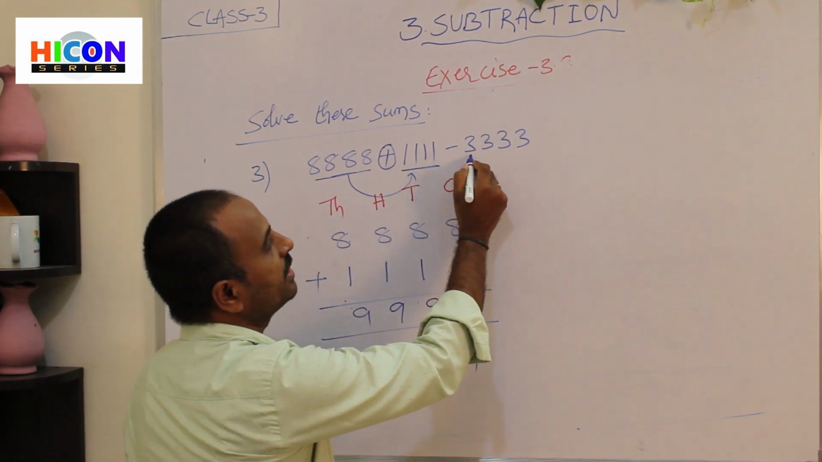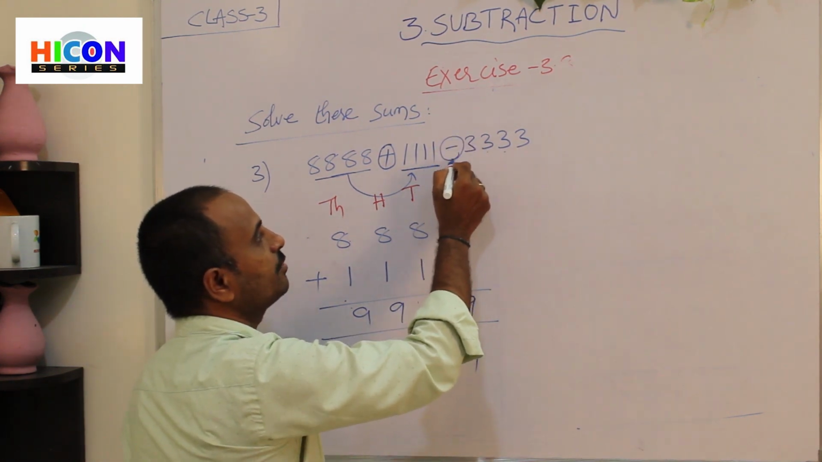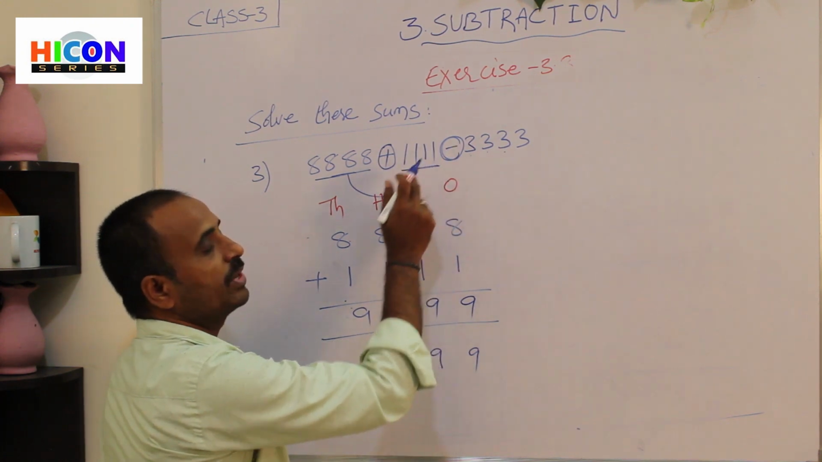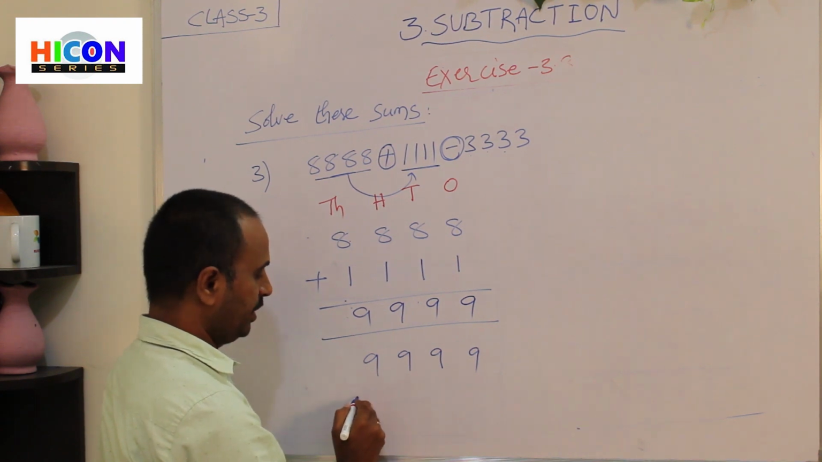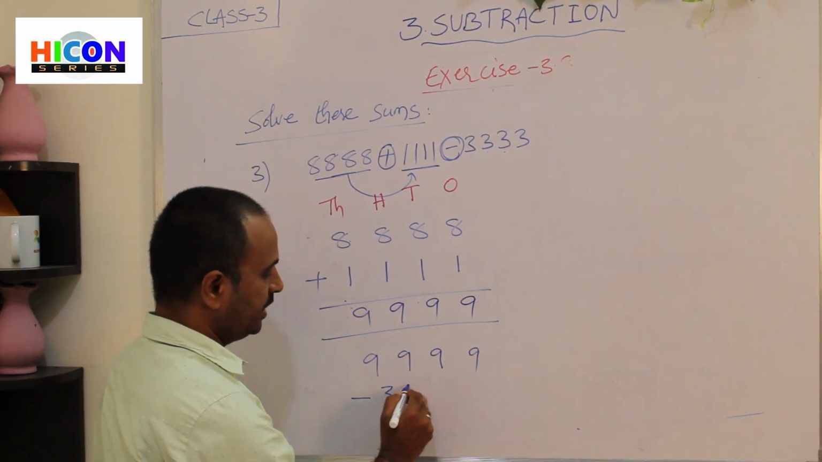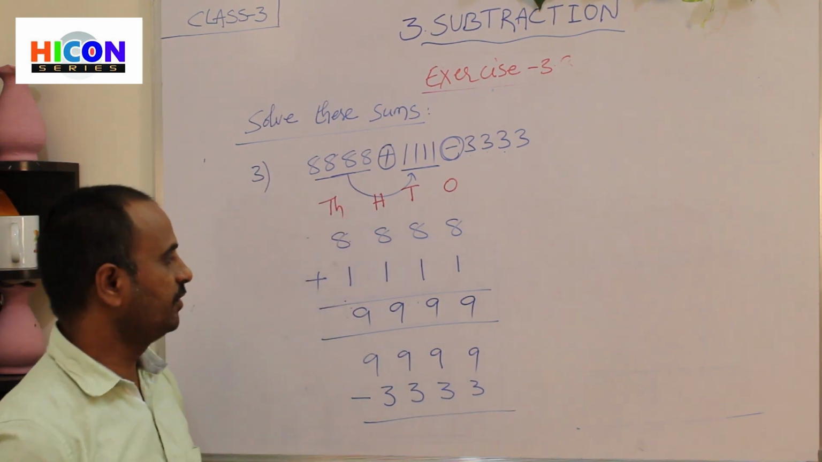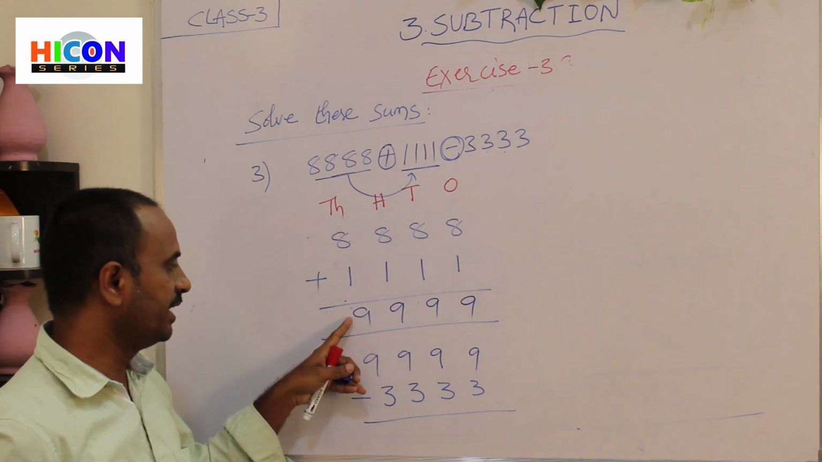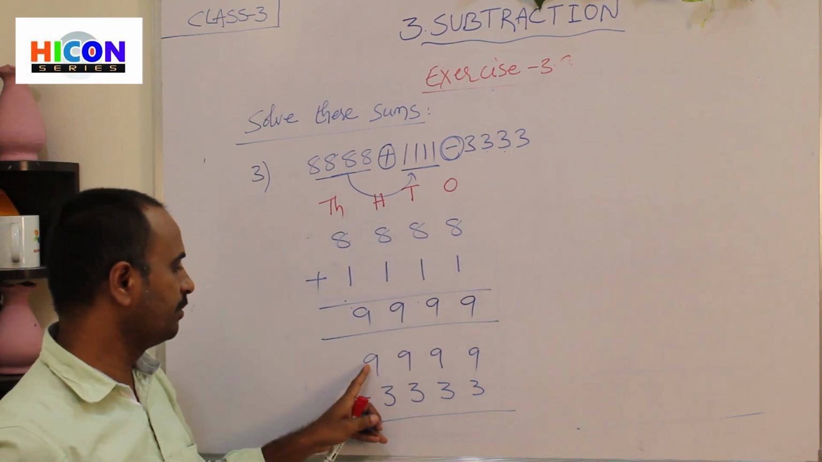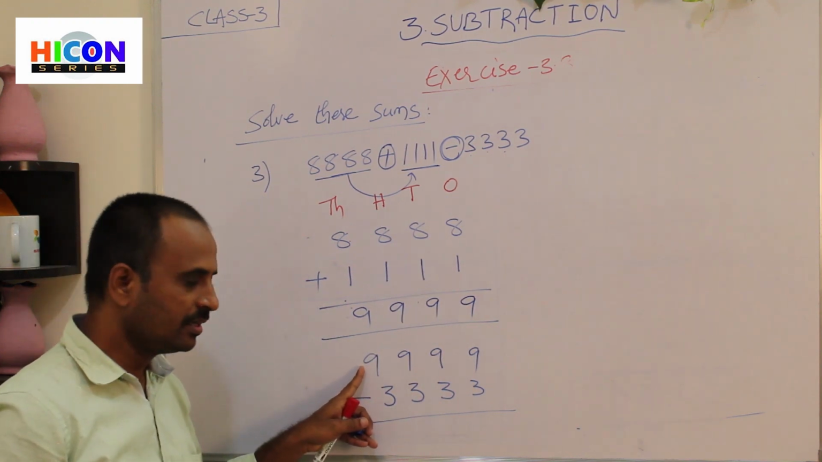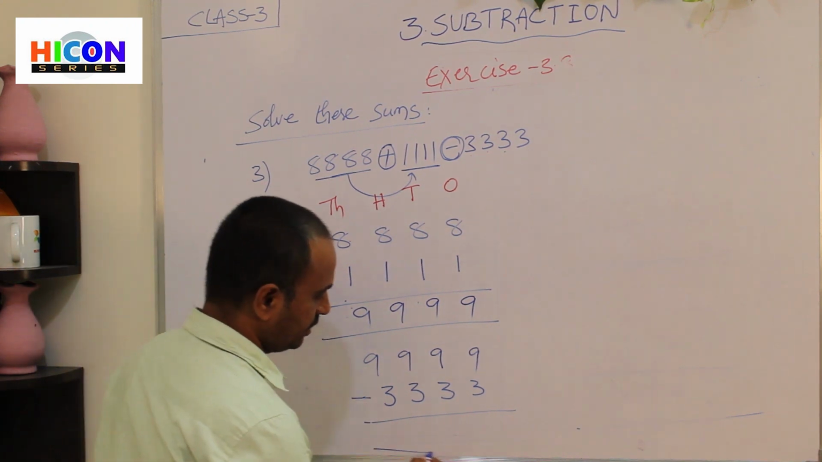What is the other number? 3333. Why do we have to subtract this? Because it has a minus symbol before it. So that's why we have to subtract this number. So write this number below it, minus 3333. So children, first we have to do addition. We will get the answer, that is the sum. Now subtract the third number from this sum. So write the sum first and write the next number below it. Now do the subtraction here.